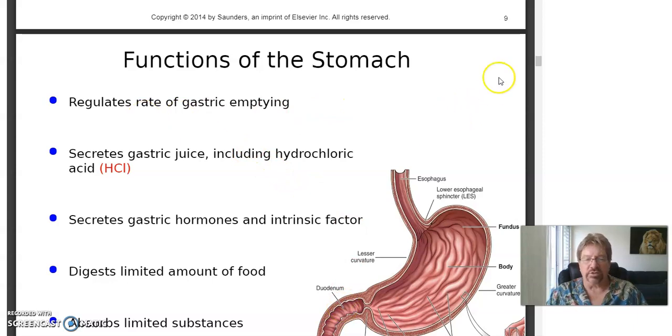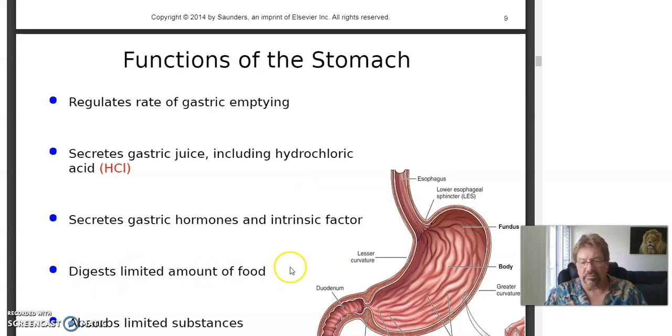Stomach regulates rates of gastric emptying, secretes gastric juice, including hydrochloric acid. Yes, the acid in your stomach is as strong as the battery acid in your car, and it's supposed to be that way. Secretes gastric hormone, intrinsic factor, enables us to absorb vitamin B12, which is necessary to prevent anemia.